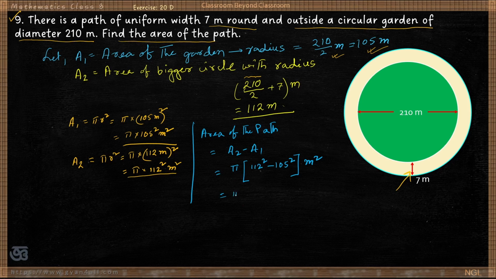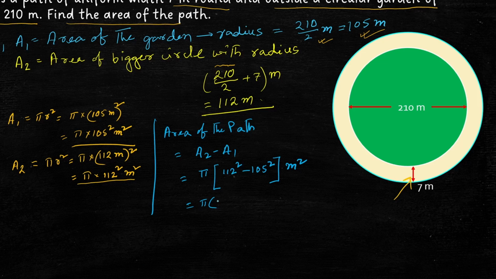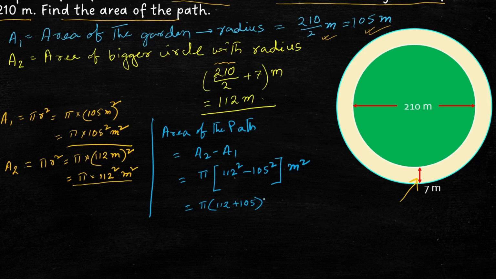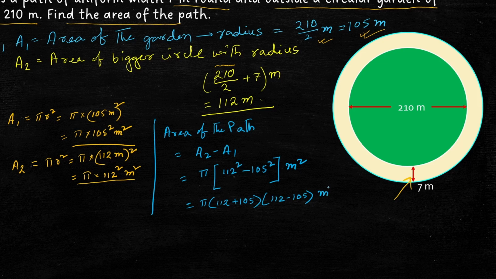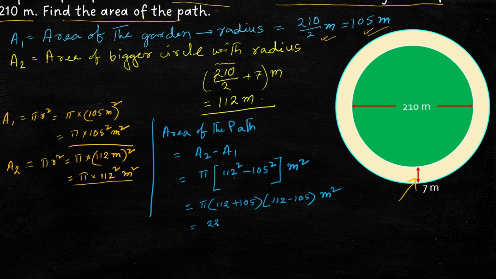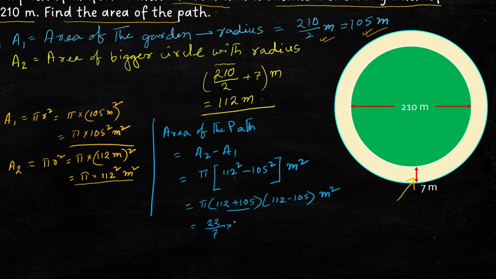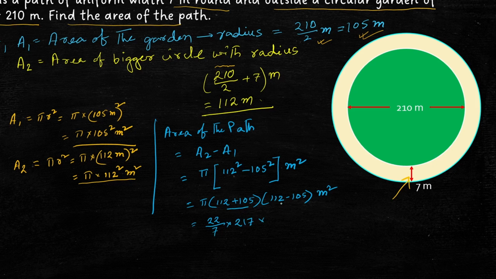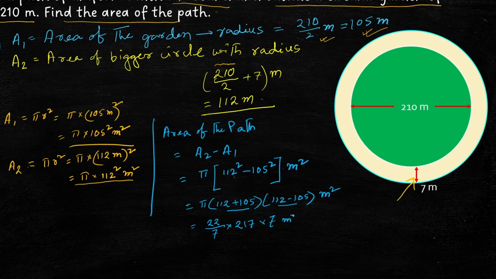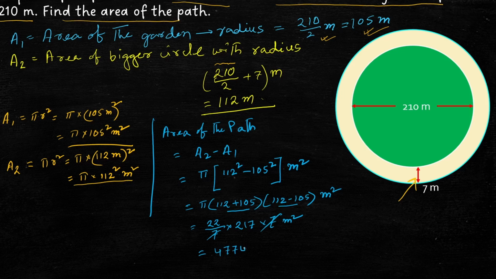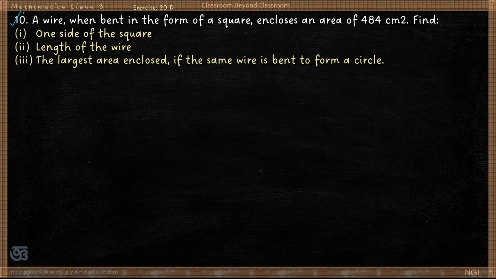So again you can use the formula a square minus b square. So a is 112, b is 105, a plus b into a minus b meter square, and that is equal to, now we'll take pi is equal to 22 divided by 7, and this is equal to 217, and this is equal to 7 meter square. So 7 cancel, and if you multiply it will be 4774 meter square.